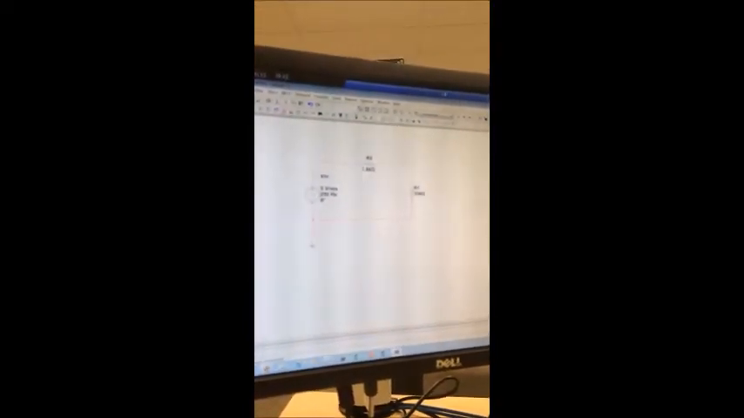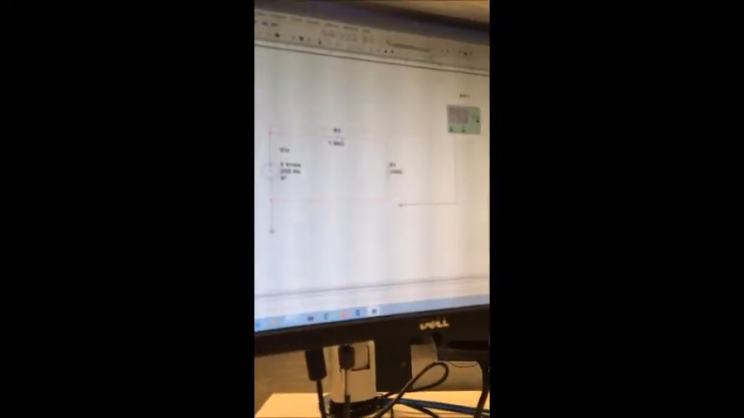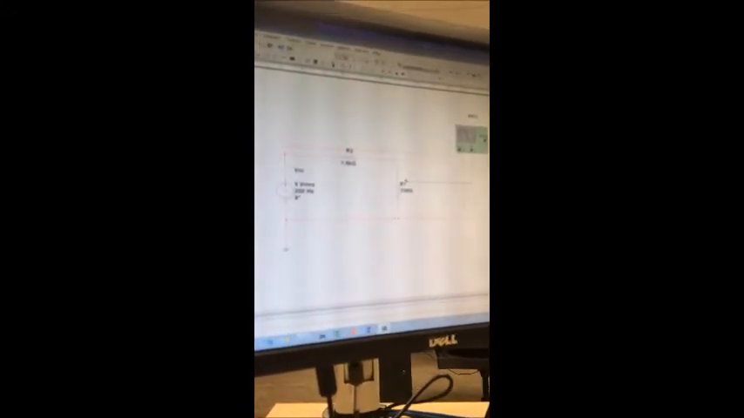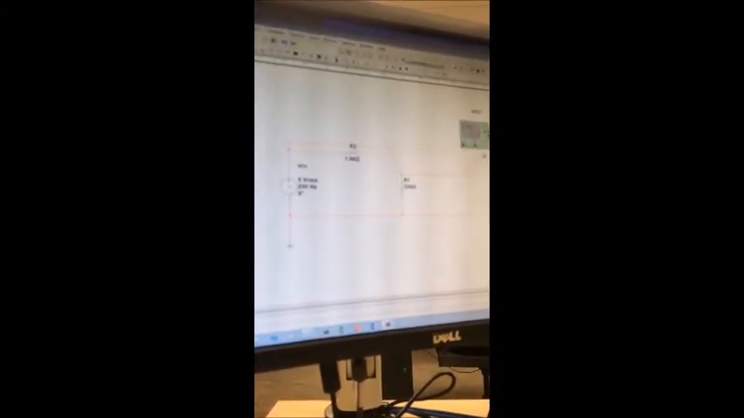And the oscilloscope right here. We're going to set channel A to measure the power source, so it's going to be in this position, and channel B to measure this resistor.